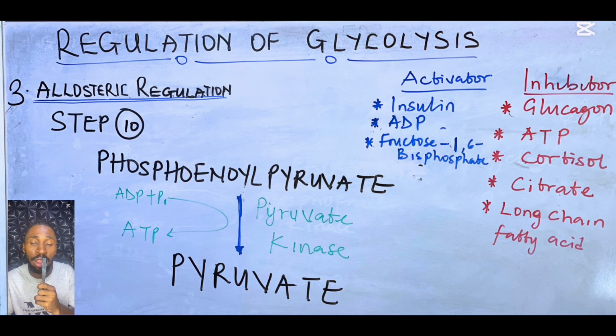ATP and glucagon. Also we have long-chain fatty acids, which also inhibit pyruvate kinase. We also have citrate, which can also inhibit pyruvate kinase. So these are the important factors inhibiting pyruvate kinase. So we have covered step 1, step 3, and step 10.